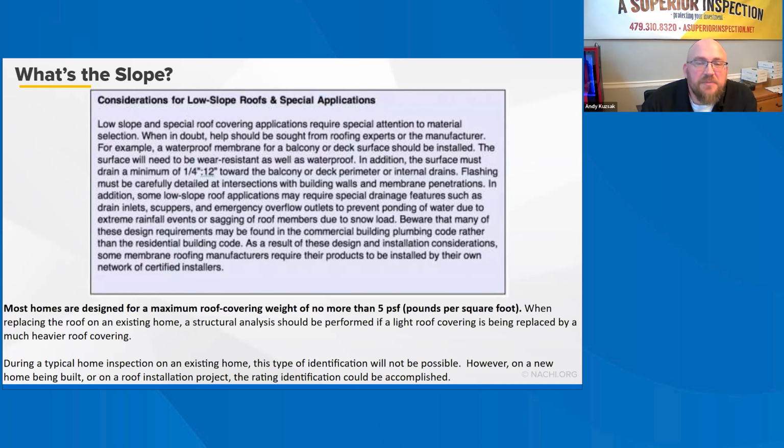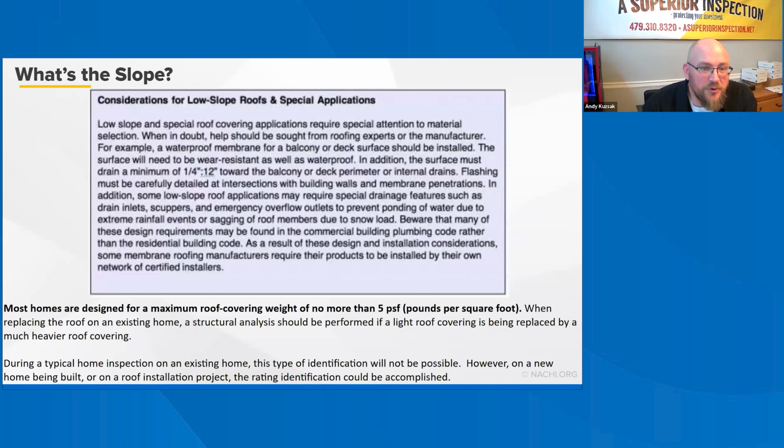Considerations for low slope roofs and special applications. So you can see here that low slope and special roof covering applications require special attention to material selection. When in doubt, help should be sought from roofing experts or the manufacturer. For example, a waterproof membrane for a balcony or deck surface should be installed. The surface will need to be wear resistant as well as waterproof. In addition, the surface must drain a minimum of 1/4:12 toward the balcony or deck perimeter or internal drains. Flashing must be carefully detailed at intersections with building walls and membrane penetrations.